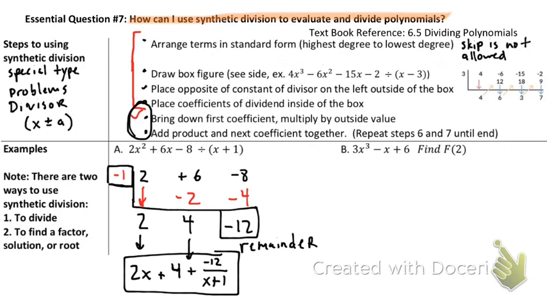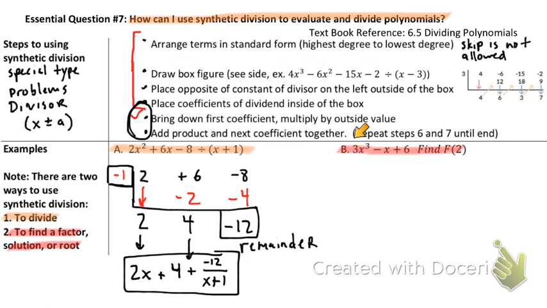All right, so example A, we use synthetic division to divide. In example B, what we're going to do is use synthetic division to find a solution. So example B corresponds with this way of using synthetic division. Okay, so again, this is division of synthetic division. Now we're going to see if we can find the solution.